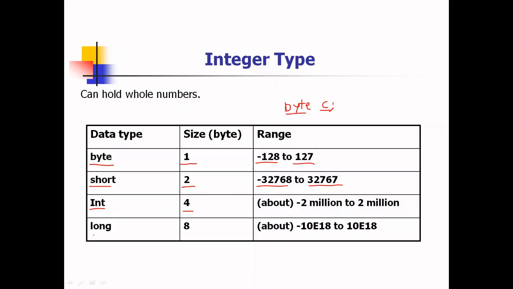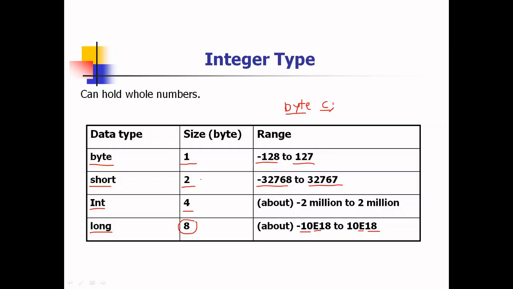Whereas in case of long type, whenever you want to store a very large integer number, you can use a data type that is long, which takes 8 bytes, and the values which you can store approximately are -10 to the power 18 to plus 10 to the power 18. So these are different subtypes of type integer with different sizes. Okay, that's it about integer.